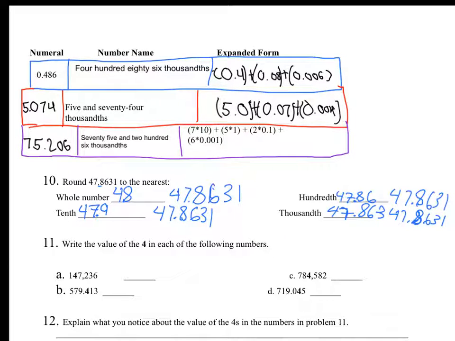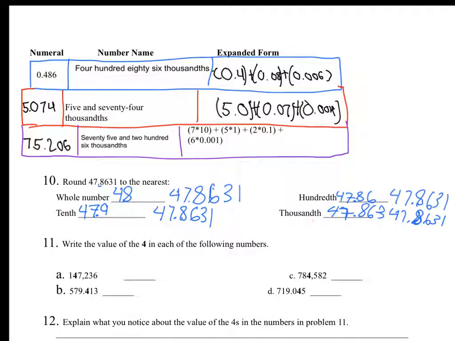To round to the nearest tenth, you have to look at the 6. If it's higher than 5, you have to round it up to 9. Then it becomes 47 and 9/10. For rounding to hundredths, you have to look at the 3. Since it's smaller than 4, you have to keep the 6 the same. So then it becomes 47 and 86 hundredths.